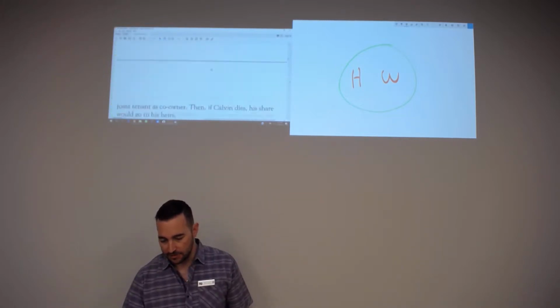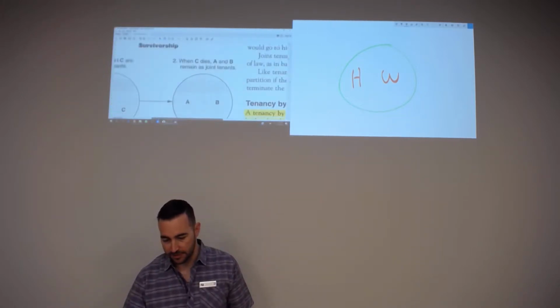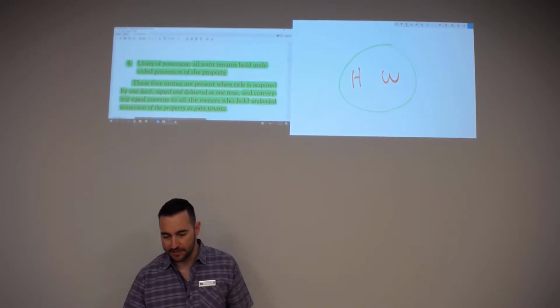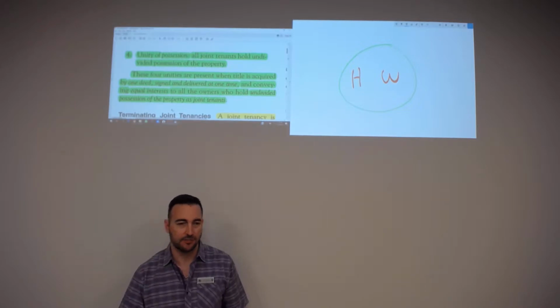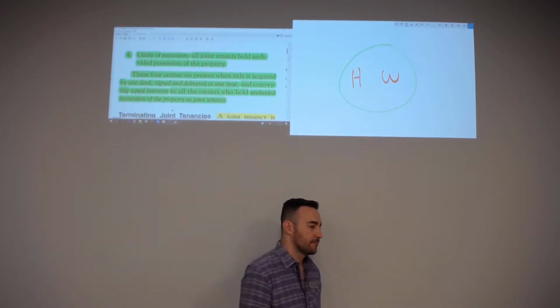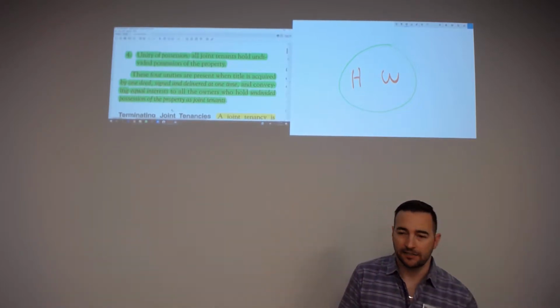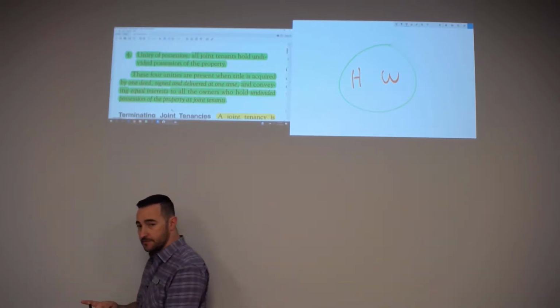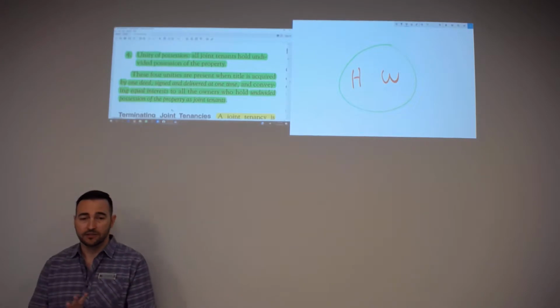And the last one, next page, unity of possession. All joint tenants hold undivided possession of the property. So you don't have more than I do, we're all equal. 4 unities. Same time, same deed, same interest, same possession.